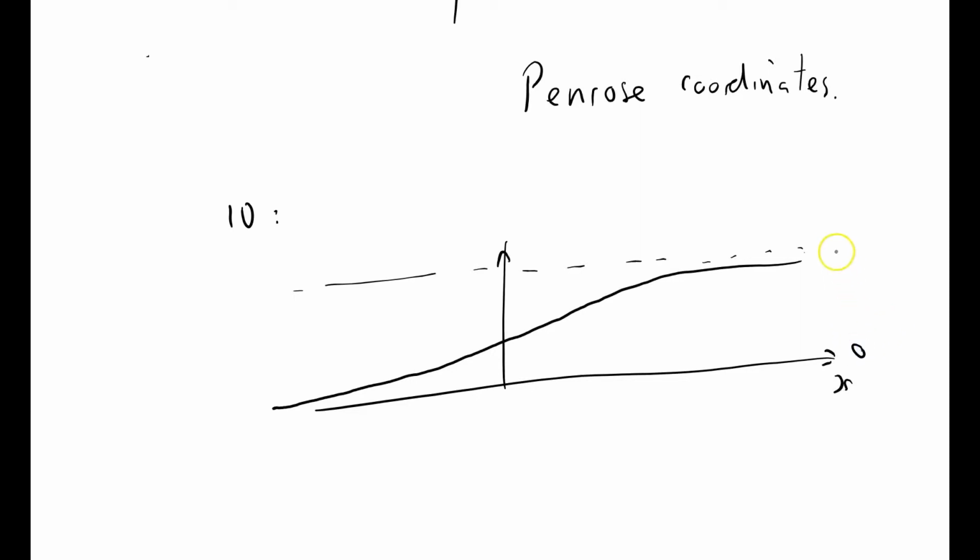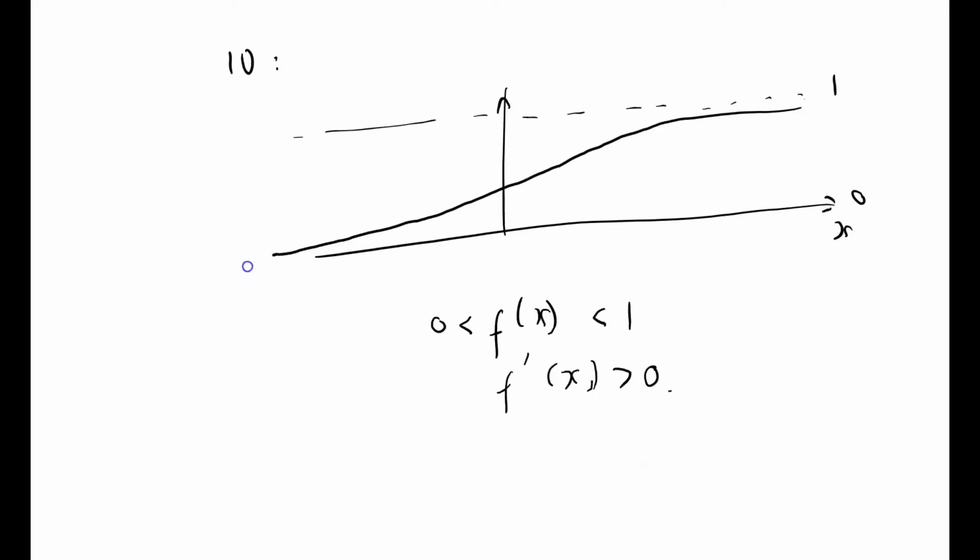0 and 1, let's just say. It could be any value. And we make the requirement that f of x has got to be strictly less than 1 and strictly positive. And we also require that f dash of x is strictly positive as well. And this is a nice function.